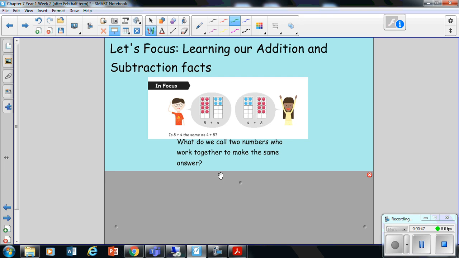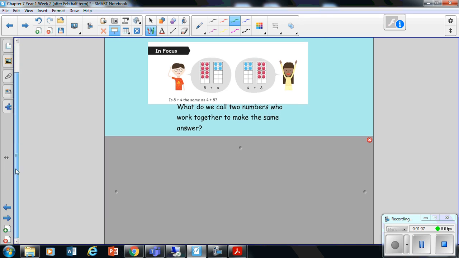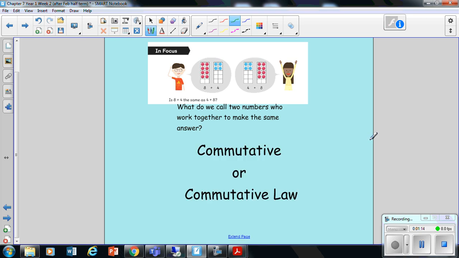Okay, but I've got a question here for you, and I've just mentioned it now, so hopefully you are listening keenly. What do we call two numbers who work together to make the same answer? No matter which way you've got them round in an addition sentence, they will always make the same answer. Hopefully you have just listened carefully to what I've said. So do you know it? Should I tell you what it is? It is the commutative. They are commutative numbers, or they follow the commutative law.